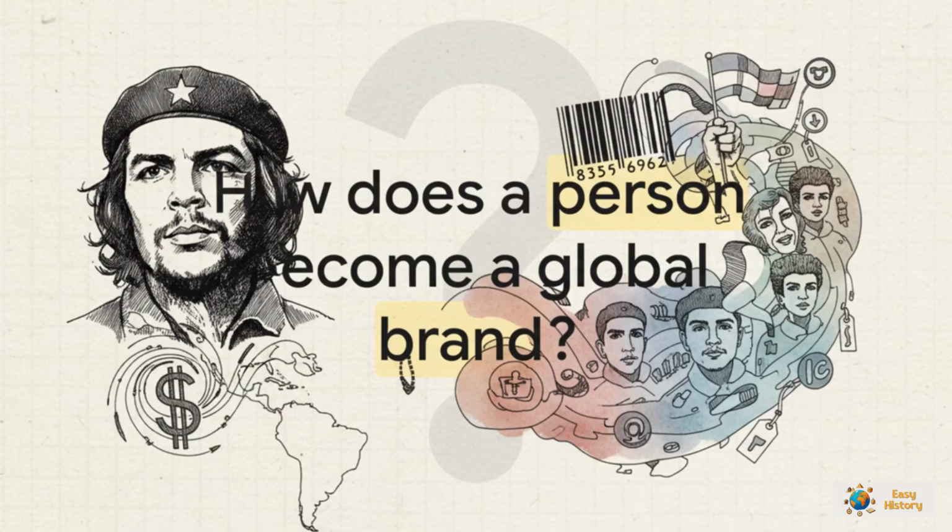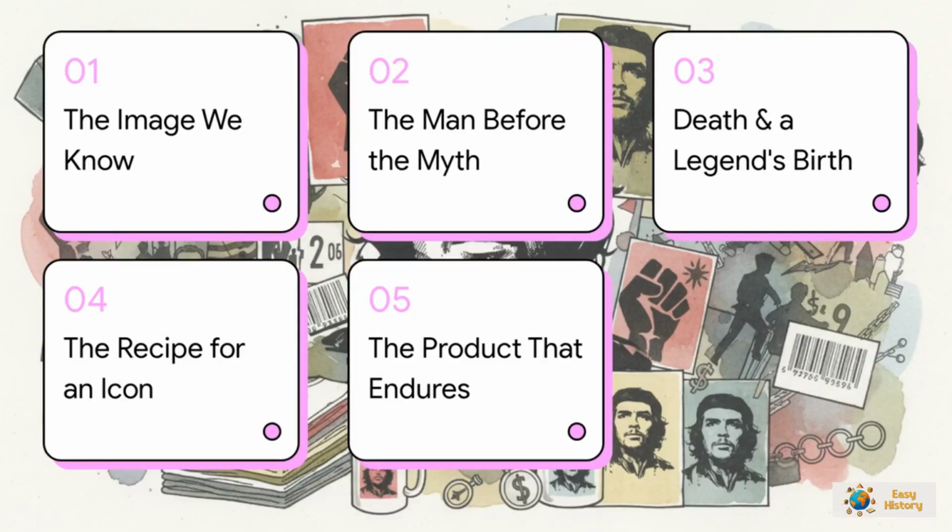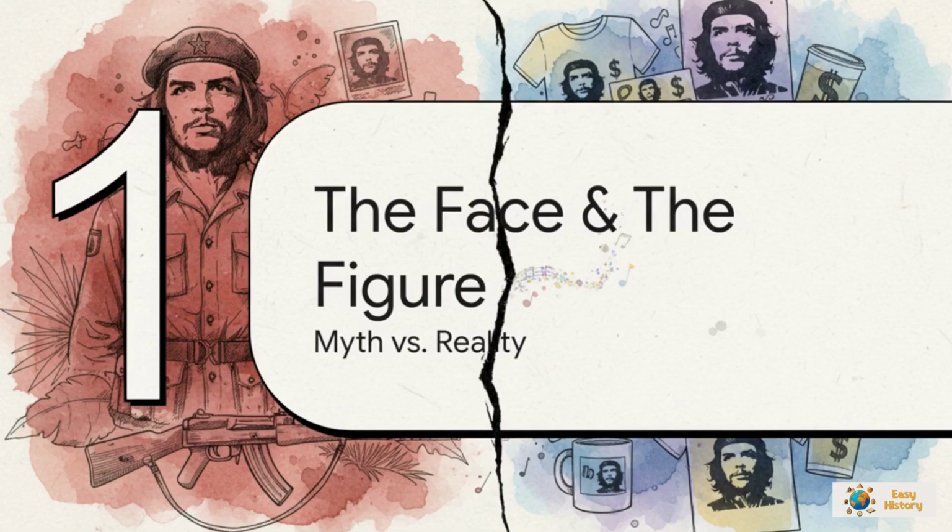Let's break it down. Okay, so here's how we're going to break this down. We'll start with the man himself before the myth. Then we'll look at his death, which is a huge turning point, the actual recipe that created the icon, and then, finally, the product that's still with us today. All right, first things first.